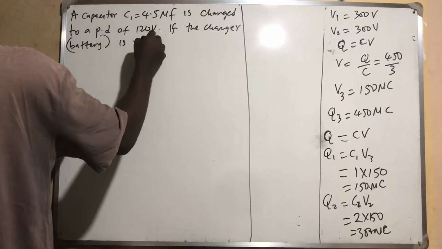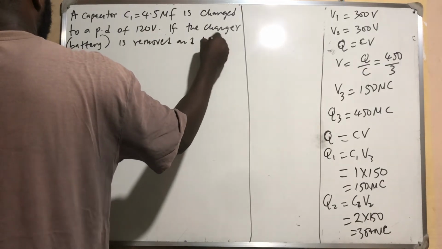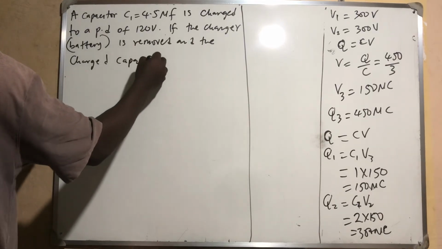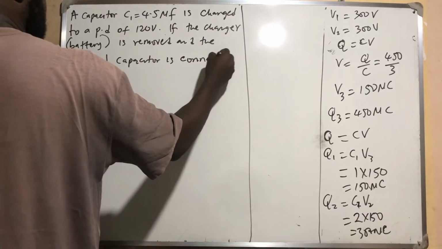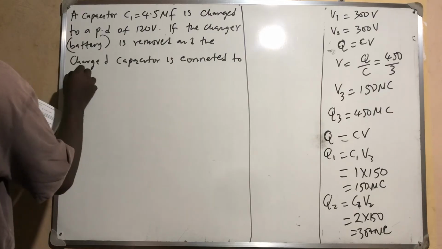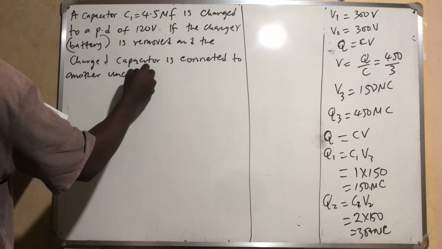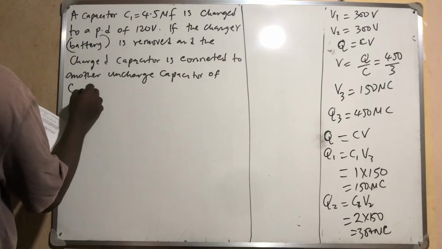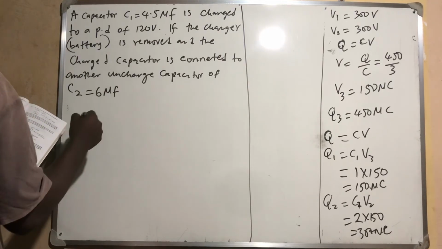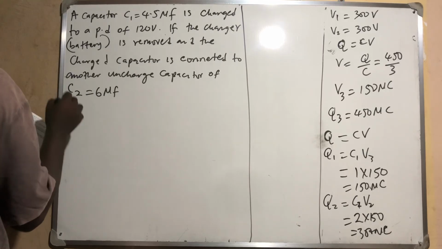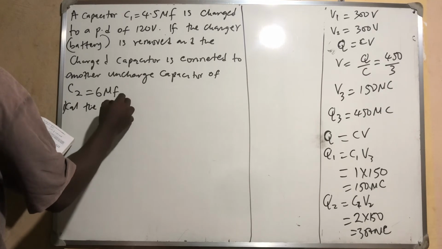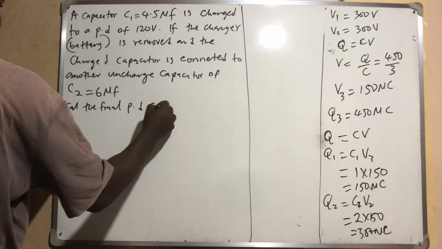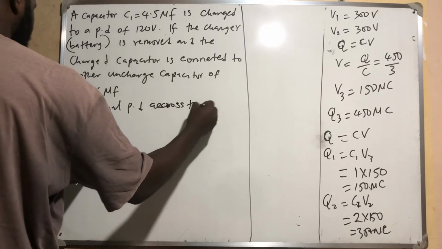Then I say if the charger or battery is removed and the charged capacitor is connected to another uncharged capacitor C2, which is 6 microfarad. Now calculate, number 1, the final potential difference across the circuit.